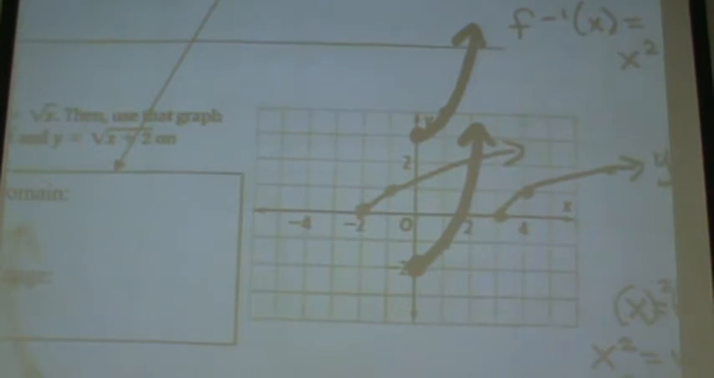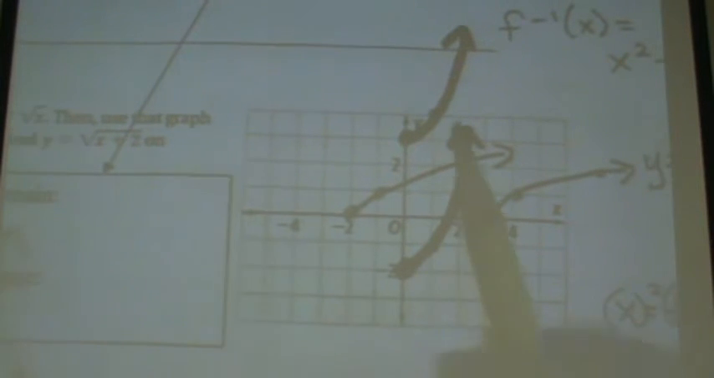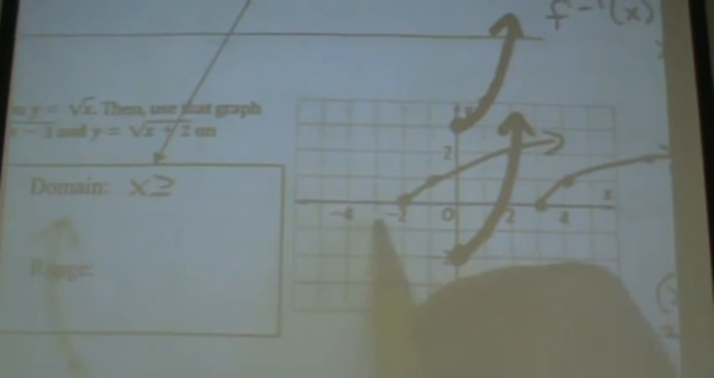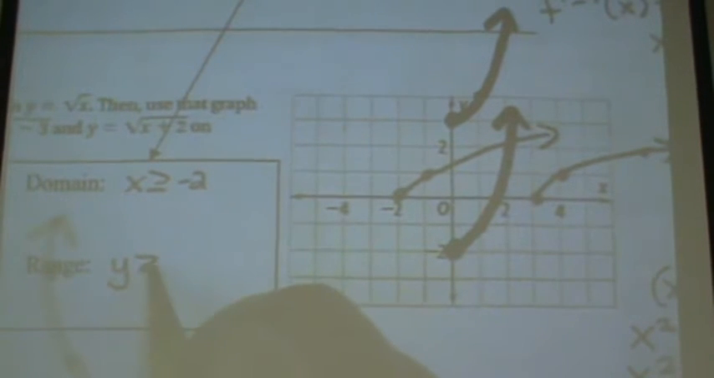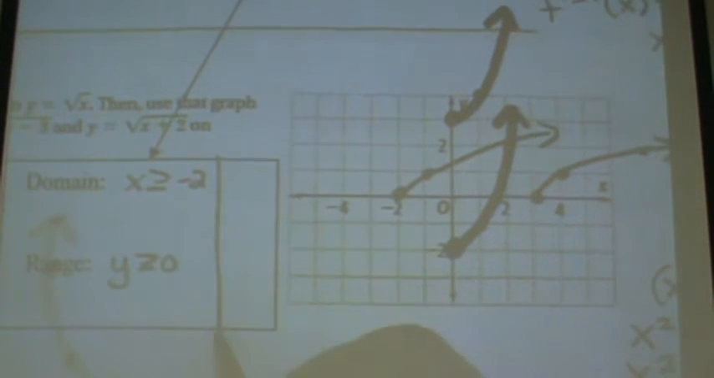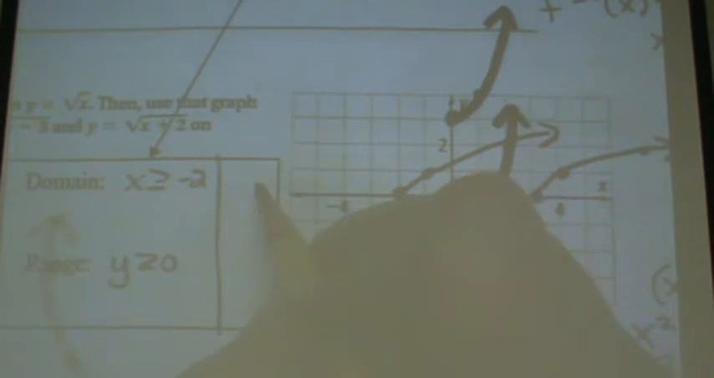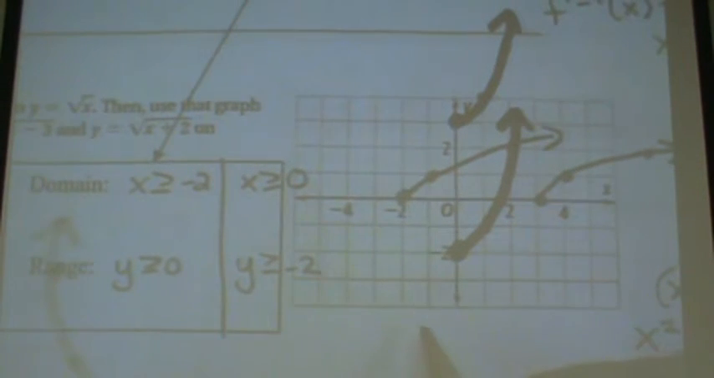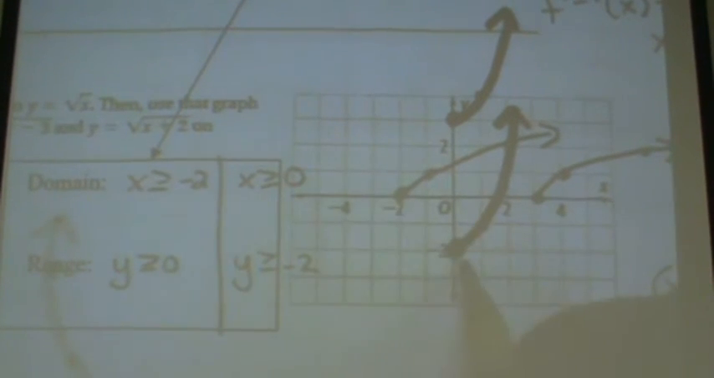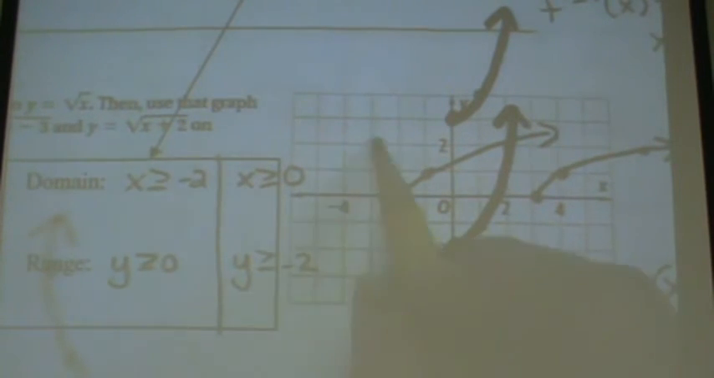So can you give me the domain of the original. X is greater than or equal to what? Negative 2, and y is greater than or equal to 0. So what's the inverse one going to be? X is greater than or equal to 0, and y is greater than or equal to negative 2. Does it make sense? If you were to finish this, it would look like this parabola.